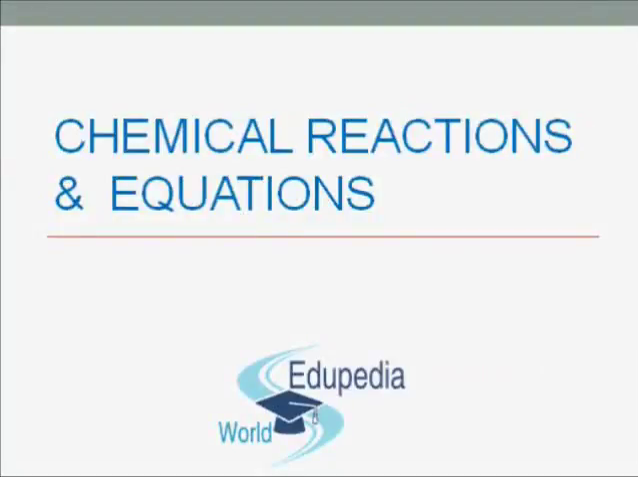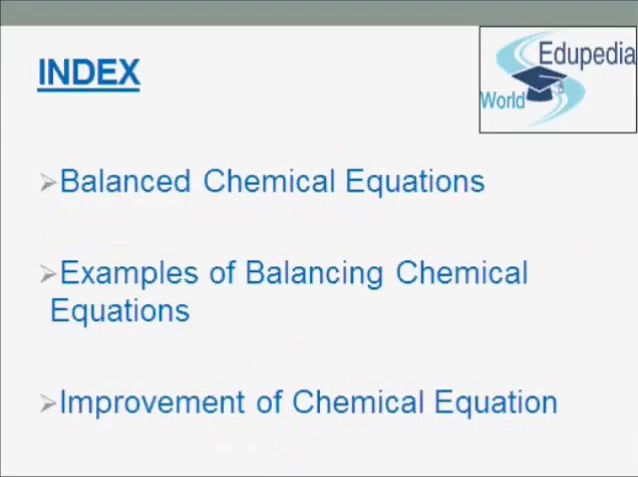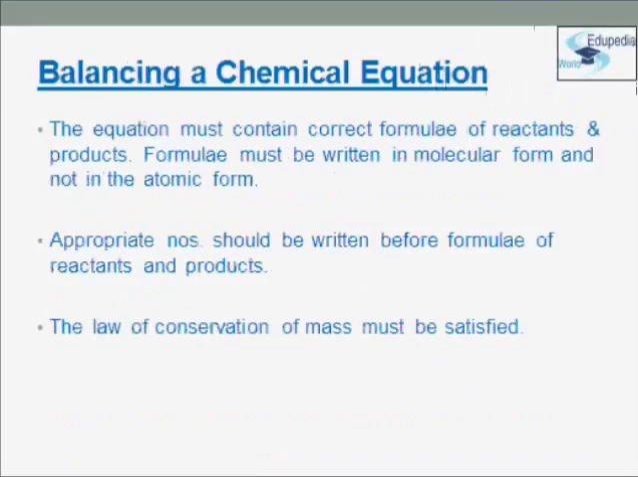Today we are going to discuss chemical reactions and equations. The topic is covered under the following heads. First, let us discuss a balanced chemical equation. What is a balanced chemical equation? A balanced equation has an equal number of atoms of different elements in the reactants and in products.